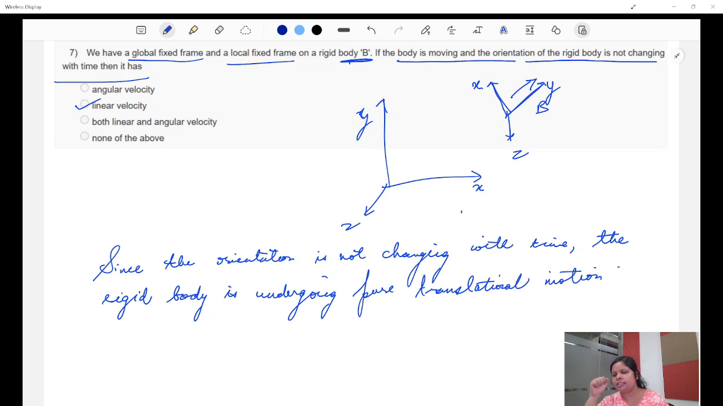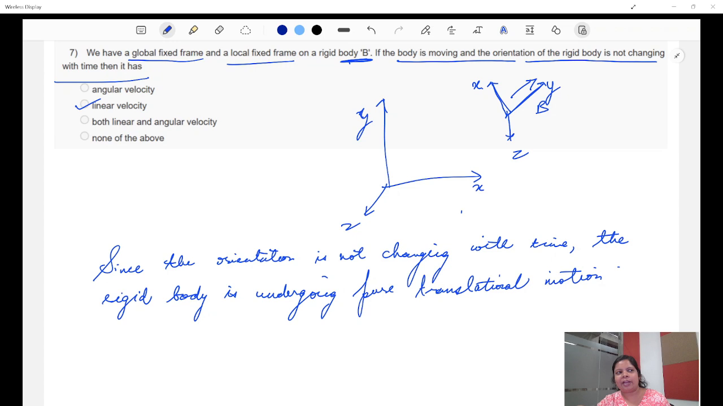Then it should be 6, as we discussed, because we want to define both position and orientation. The reason I'm saying this is, don't take the question to have the global frame attached on the rigid body. Only the local frame is attached on the rigid body.